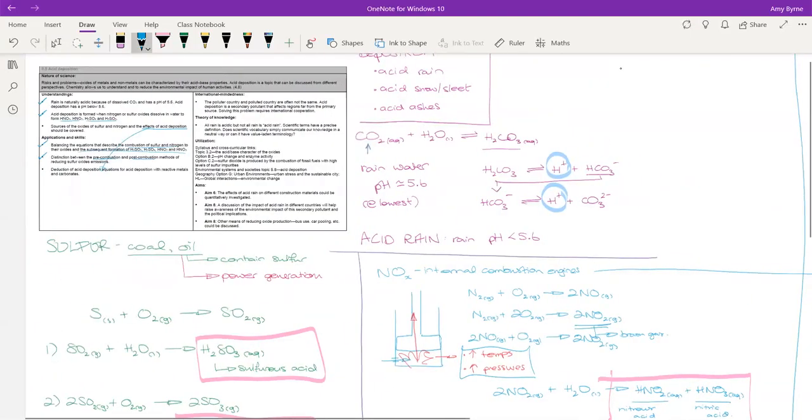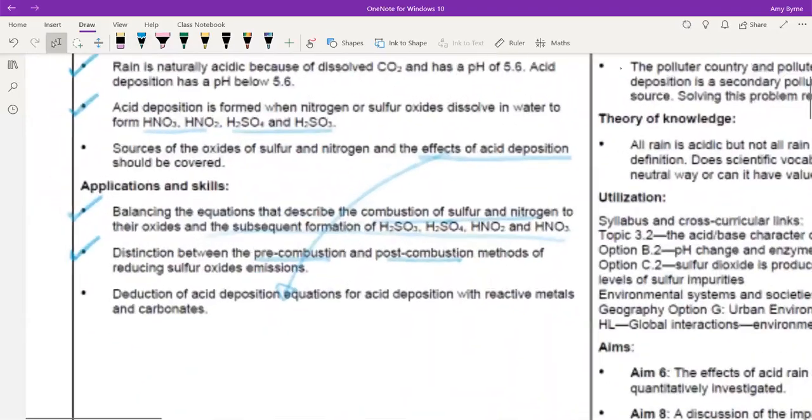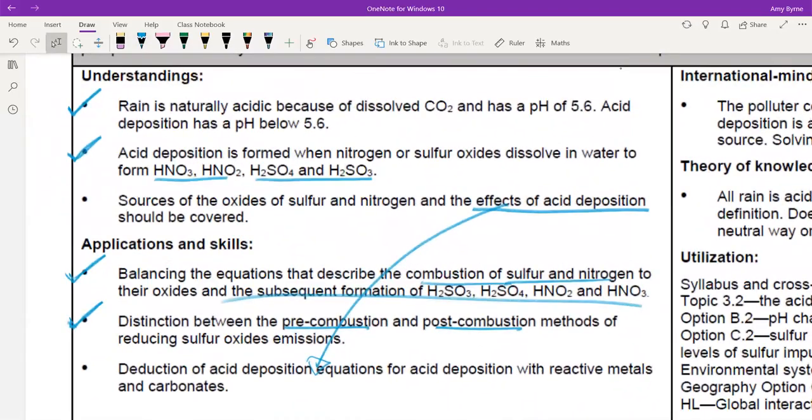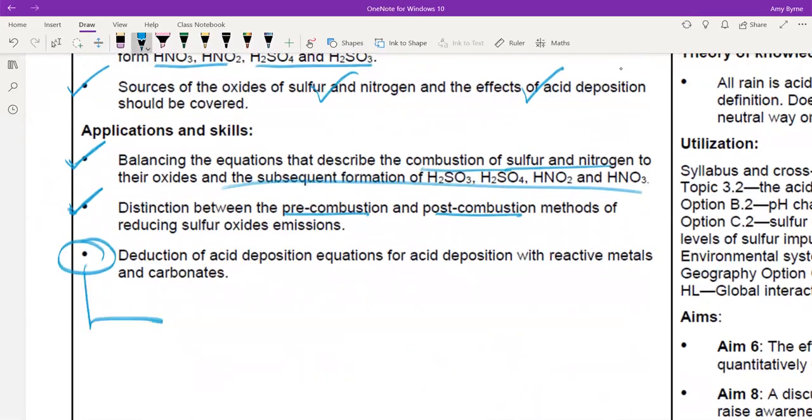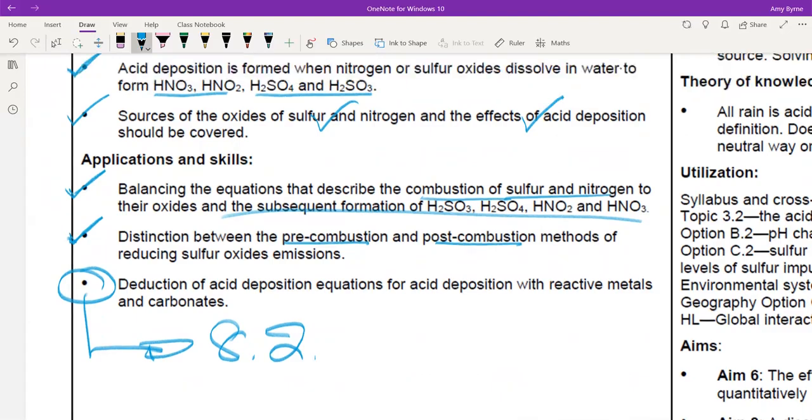Okay, let me just double check that we've done all our points. So we've talked about the sources of the oxides of sulfur and nitrogen. We've talked about the effects of acid deposition. So ka-ching. And this deduction comes from the video I did for, I want to say 8.2, for the reactions of acids and bases. Go back and review that because the IB do like asking questions.